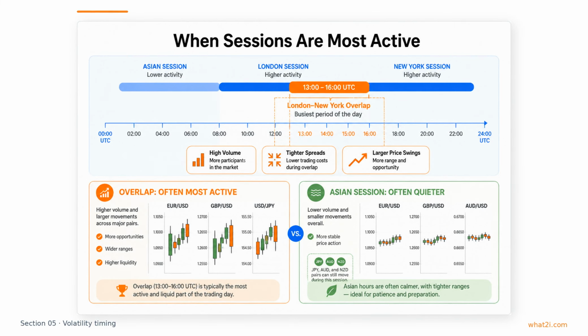By contrast, the Asian session is usually quieter overall, even though JPY, AUD, and NZD pairs can still become active around regional catalysts. Knowing this helps set realistic expectations before you open a chart. If you expect overlap-style movement during a quiet Asian range, you will probably force trades that do not fit the environment. Volatility timing begins with accepting that sessions naturally behave differently.